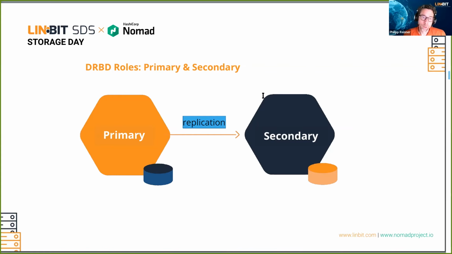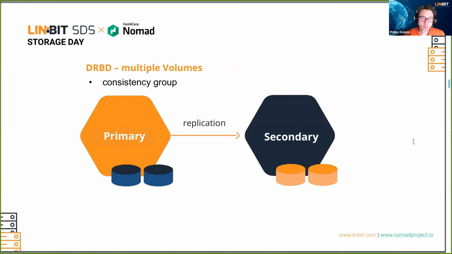In order to move your workload to the other node, you simply unmount it here. That often involves that you stop the application first. Then this one becomes secondary. A moment later, you can start everything here. So you switch these roles. It can handle multiple volumes in a consistent way. That's a consistency group.